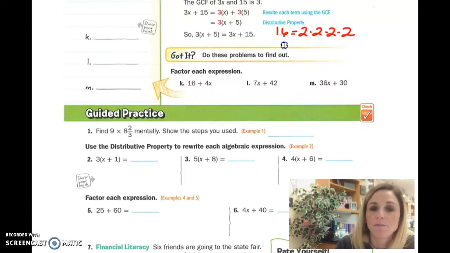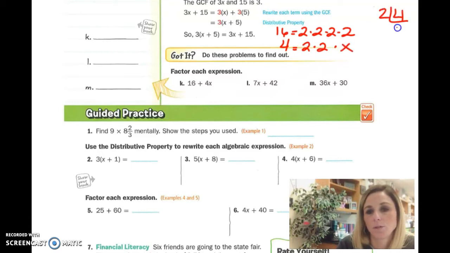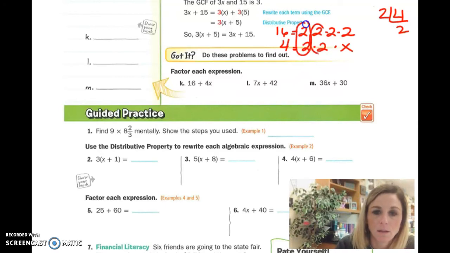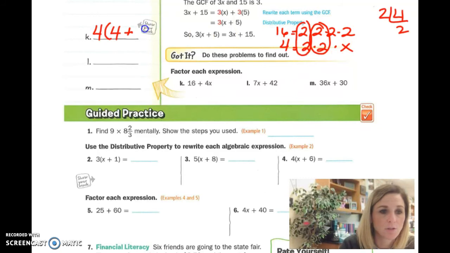So then I'm going to look at 4. Well, for x, I'm just going to be left with 2 times 2 times x, because I can only go 2 and 2, and I'm prime factored for 4. So now what do they have in common? They have 2 4's, so 2 times 2 is 4, and in parentheses, 2 times 2 is 4, plus, what's left over here? Just an x.